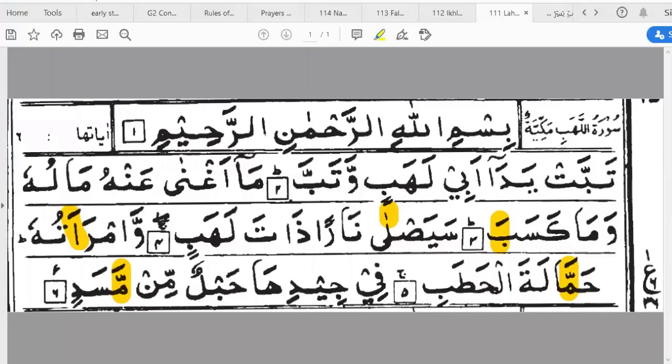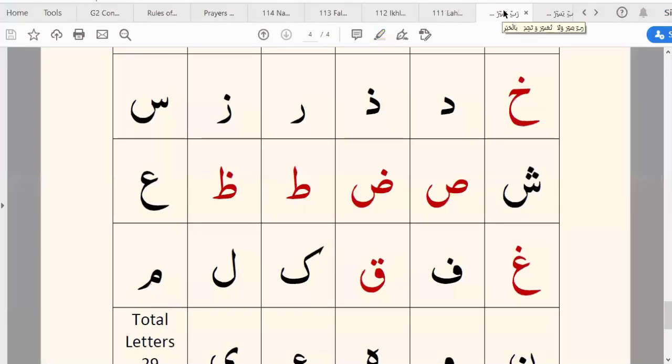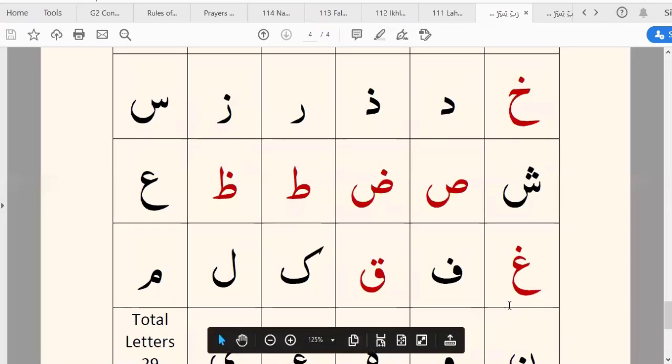Last week, you were also reminded about the thick and heavy letters. So you know that there are a total of 29 Arabic letters, out of which 7 letters are thick and heavy. As you can see, those are highlighted in red. Kha, Swad, Dad, Da, Za, Ghain, and Qaf. These are the 7 thick and heavy letters.